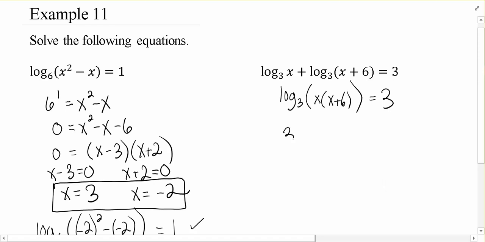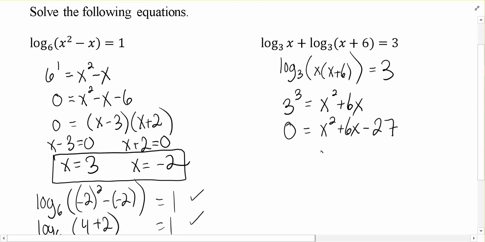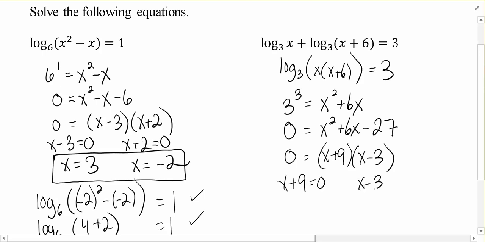Then we can take the base, raised to the power of the opposite side, equals the argument. Now, since this is quadratic, we can move everything to one side. So we're going to subtract the 27 to the other side. And then we're going to factor. And this factors as x plus 9, x minus 3, meaning x plus 9 could be 0 or x minus 3 could be 0, meaning x could be negative 9 or x could be 3.